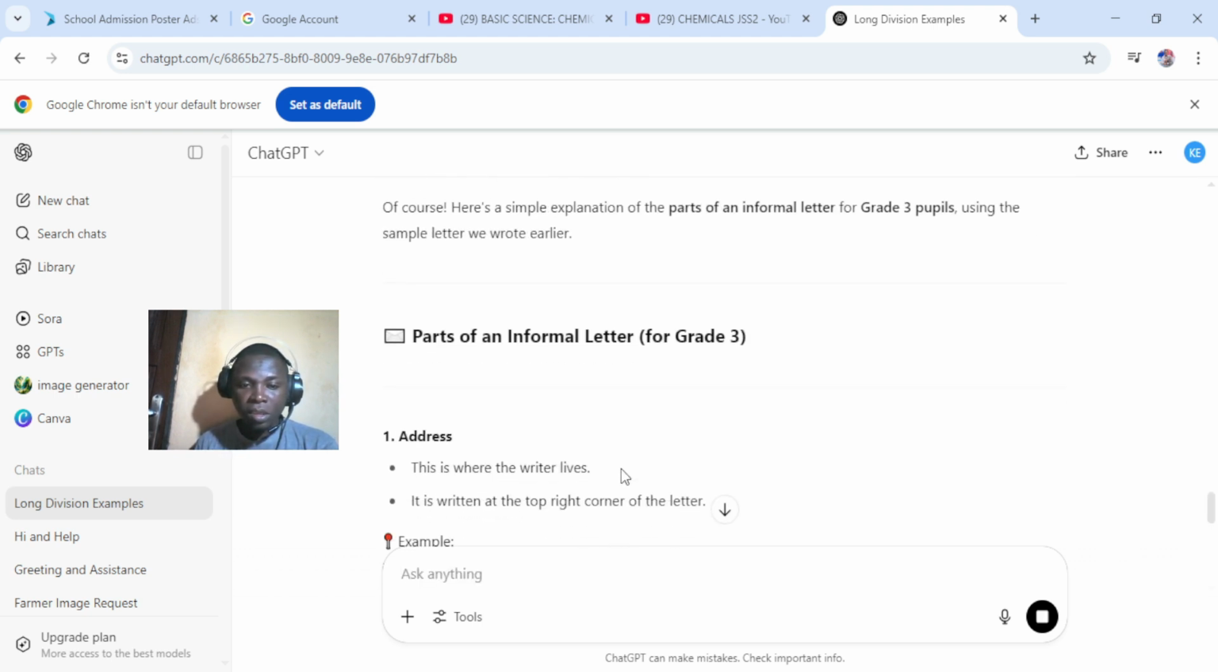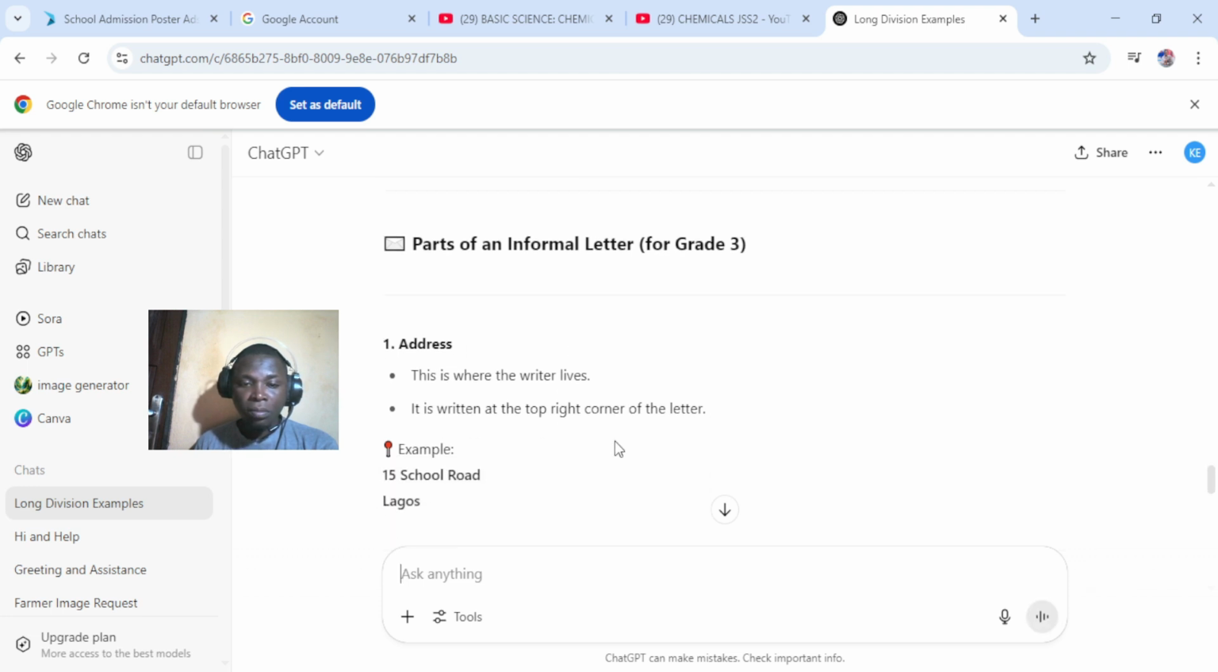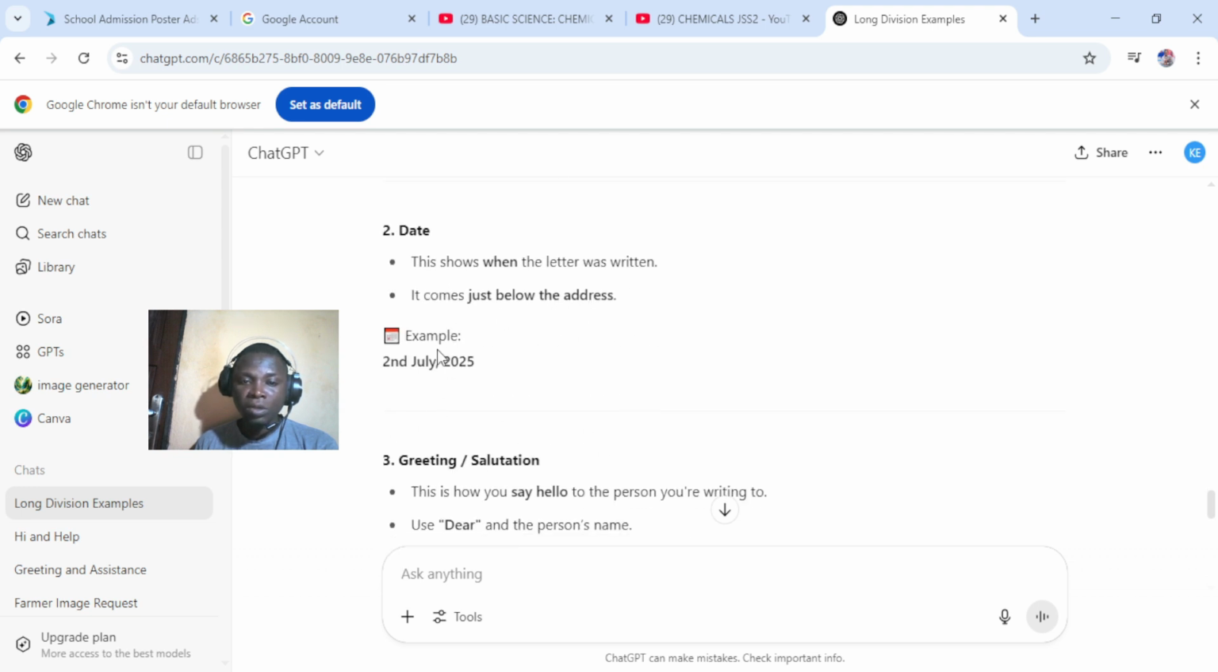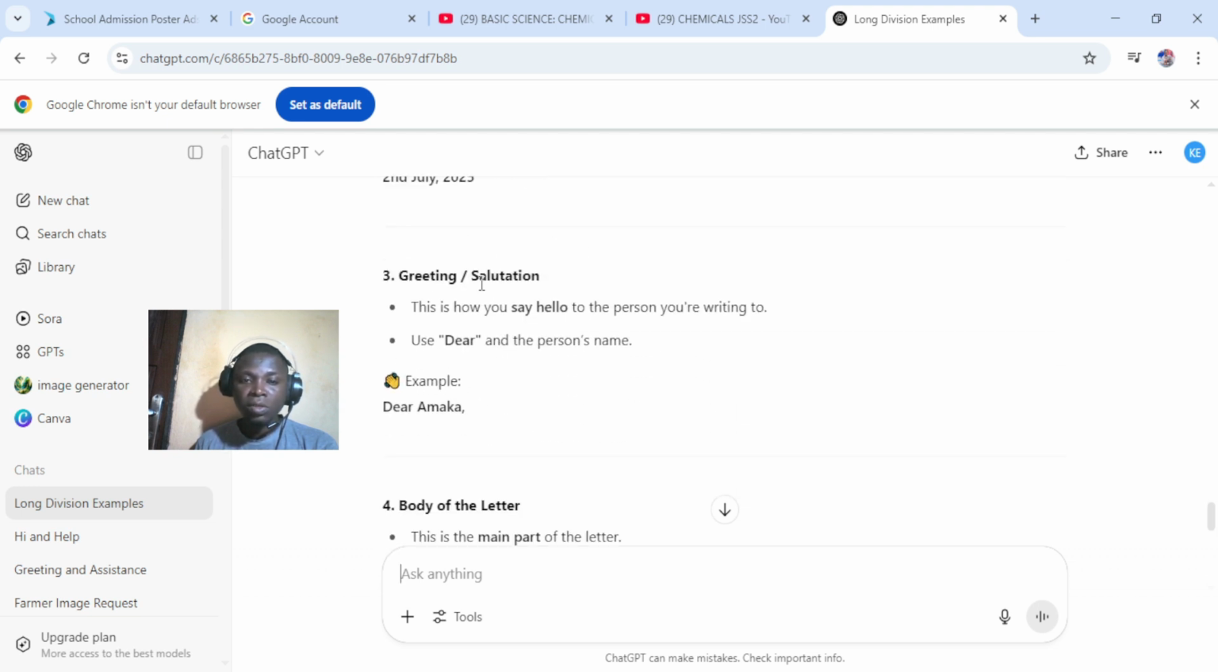Please describe the letter for easy understanding. Of course, look at it. Now it has given it some sections. Address: this is where the writer lives. It is written at the top right corner of the letter. Look at it, the address. Date: this shows when the letter was written. It comes just below the address. Look at it.